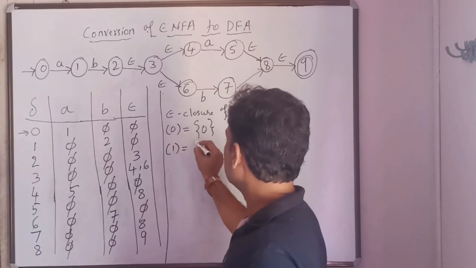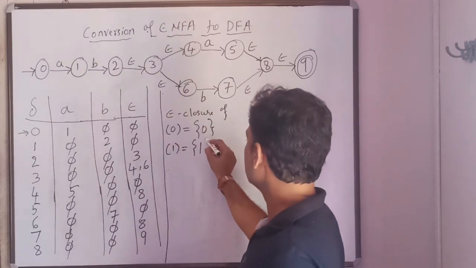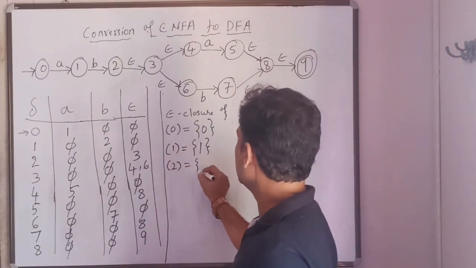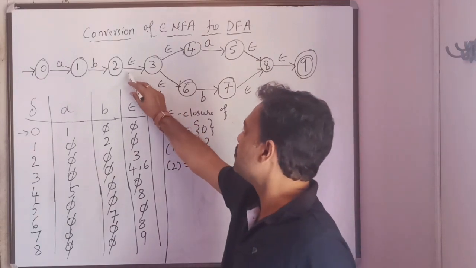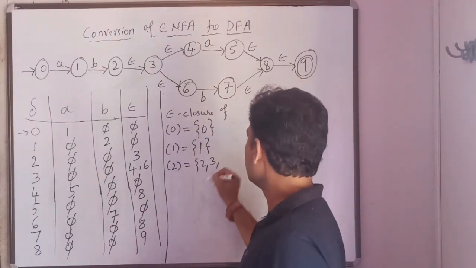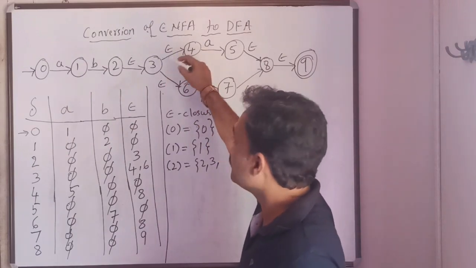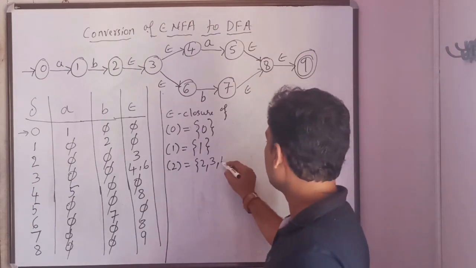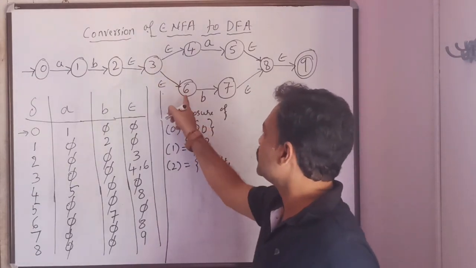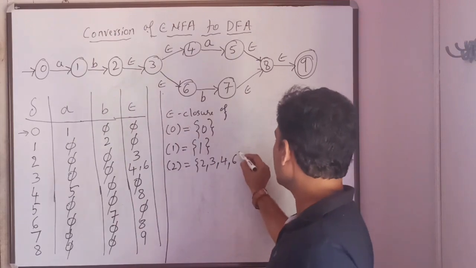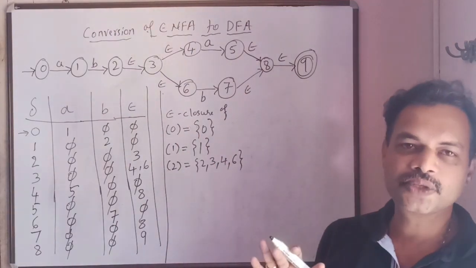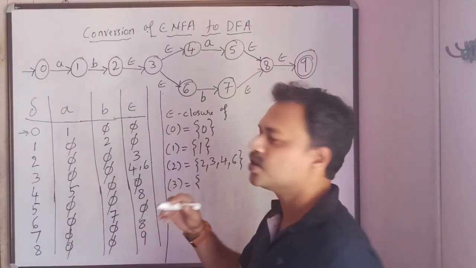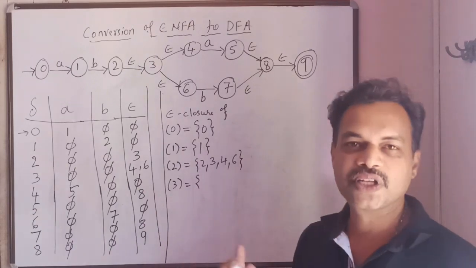Epsilon closure of 1 is 1 itself, as there is no epsilon transitions. Then epsilon closure of 2 will be 2 itself. See, here we have one epsilon transition from 2 to 3, so 3 also will be included. From 3 to 4, once again we have an epsilon transition, that also has to be made union, so we will have 4 as well. Once again from 3 to 6 there is an epsilon transition, so 6 also we have to include. And there are no more epsilon transitions from 2. Next, 3. So I hope you understood now how to build the epsilon closure set.